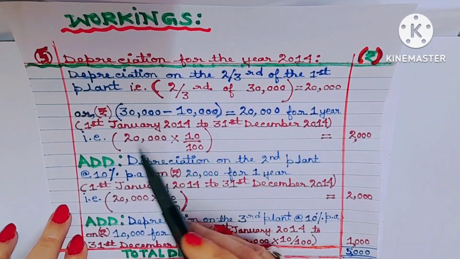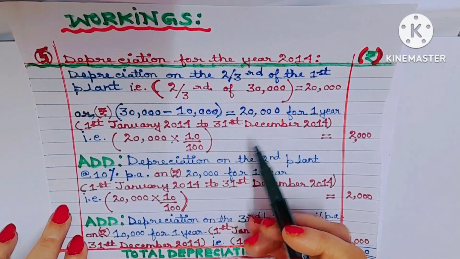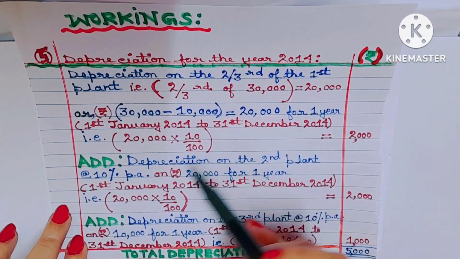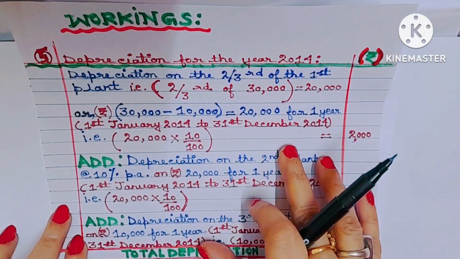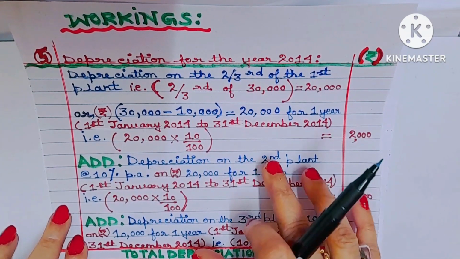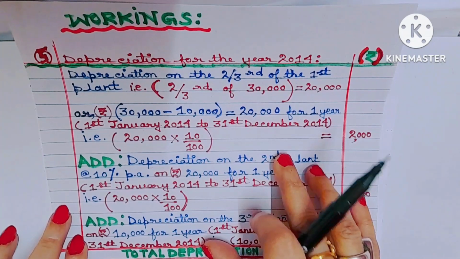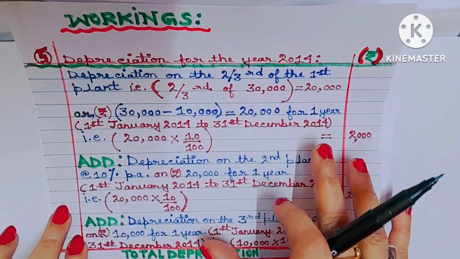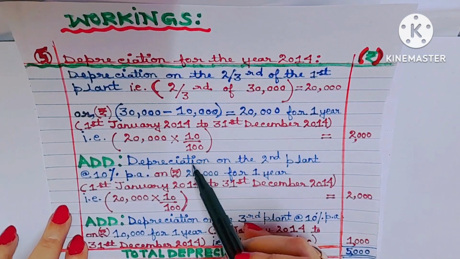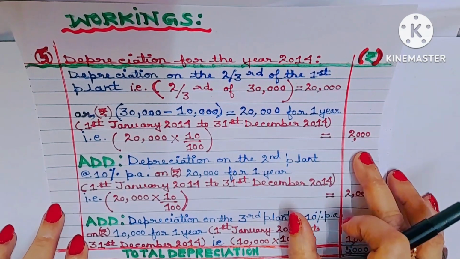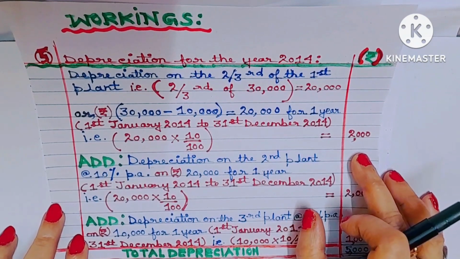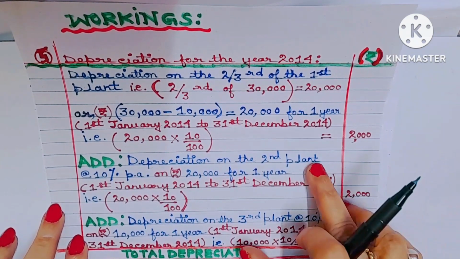So we got to charge depreciation at the rate of 10% per annum for 12 months. That is for 1 year. Why? Because on the very first day, that is 1st January 2014, 2/3 of the first plant was in the business. So we got to charge 10% per annum on rupees 20,000 for whole year. That is 2,000. So depreciation on the 2/3 of the first plant for the year 2014 will be 2,000.